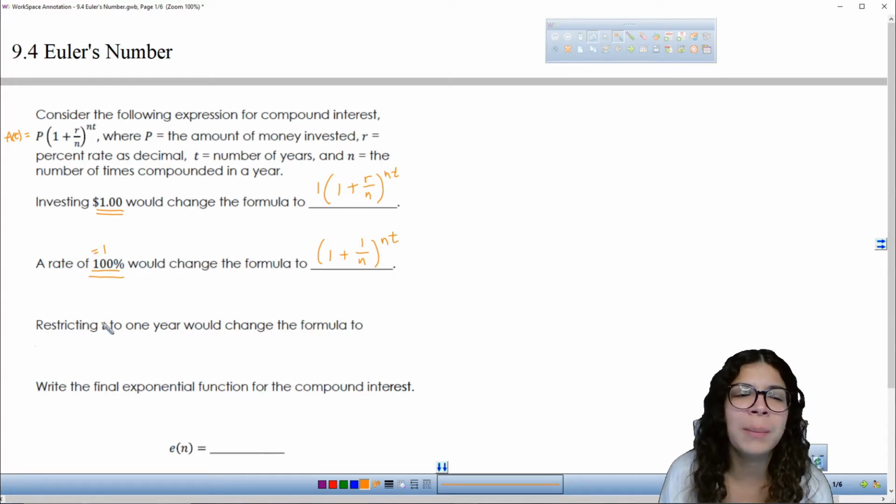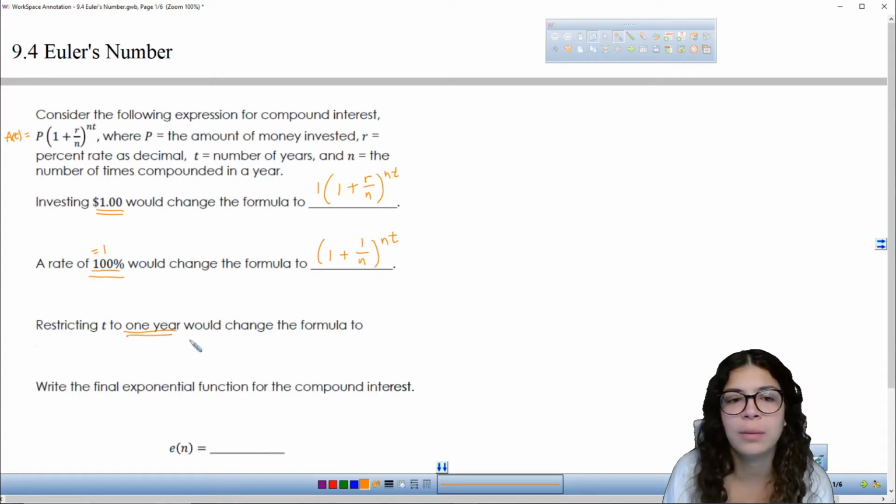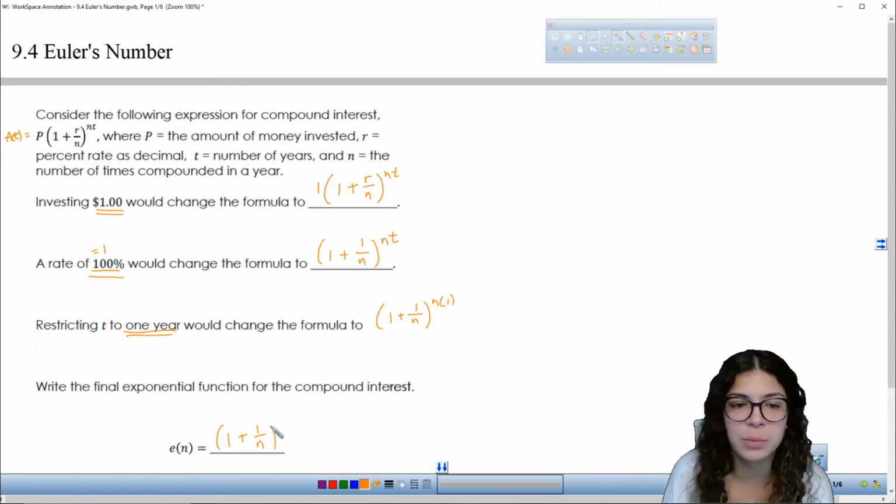And then imagine we are restricting t, and we're just going to make this simple and say that it's only 1 year. How would that change the formula? Well, then the formula would be 1 plus 1 over n to the power of n times 1 for the 1 year. So the final formula for this $1 investment at a 100% rate that was invested for 1 year would be 1 plus 1 over n, and then to the power of n times 1, which is just n.